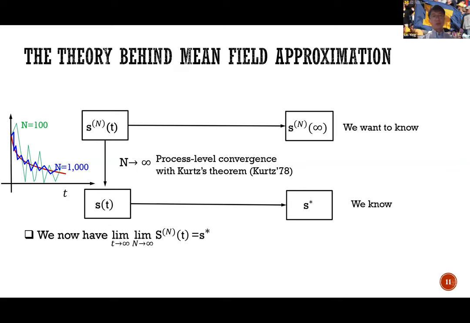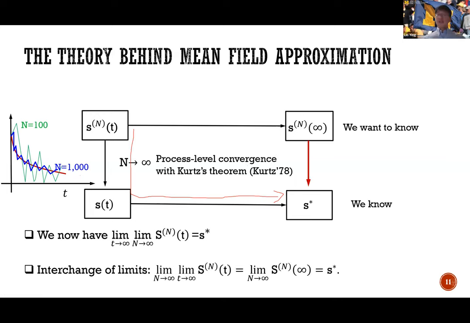And also, as I mentioned, with the Foster-Lyapunov theorem, we can show the Markov chain will converge to its steady state. So what we are able to establish is this route. If we let n go to infinity first, then the stochastic system converges to the dynamical system. Then if we let t go to infinity, it converges to the fixed point, right? But what we actually need is not that route. What we actually need is to show the steady state actually converges to this S star, okay?